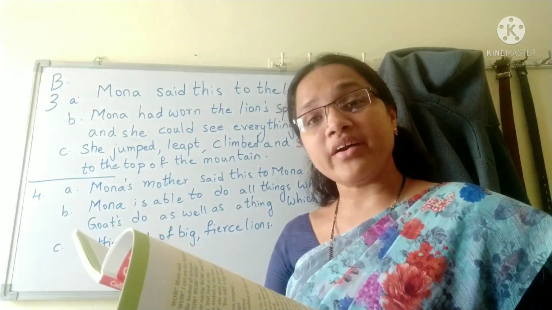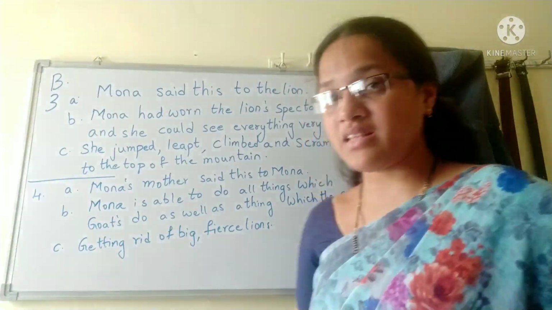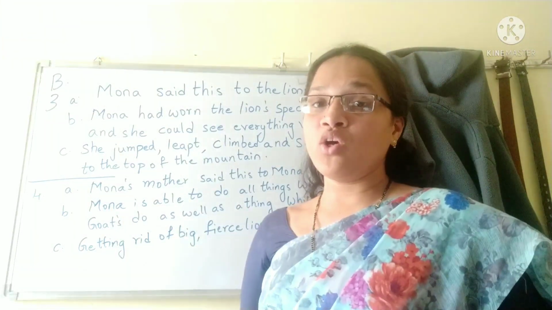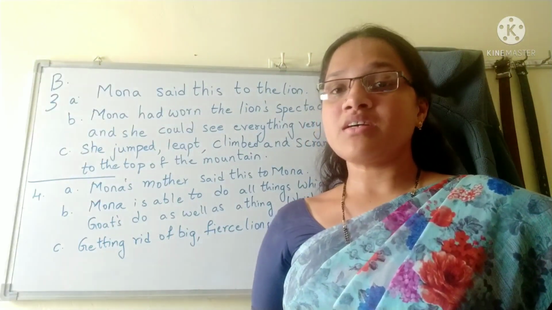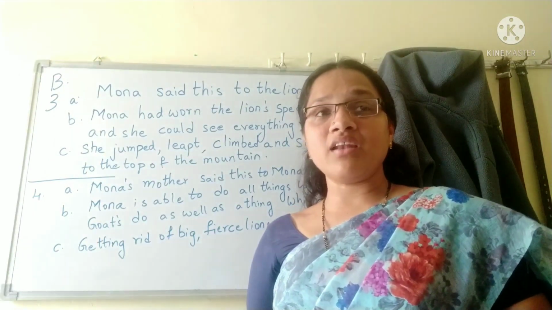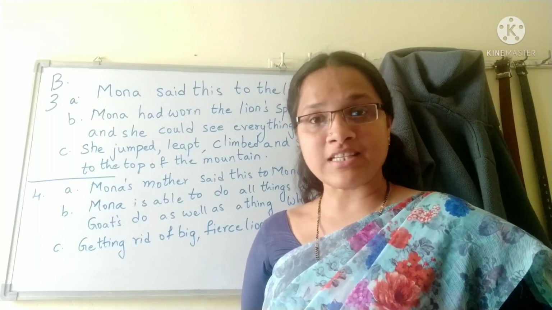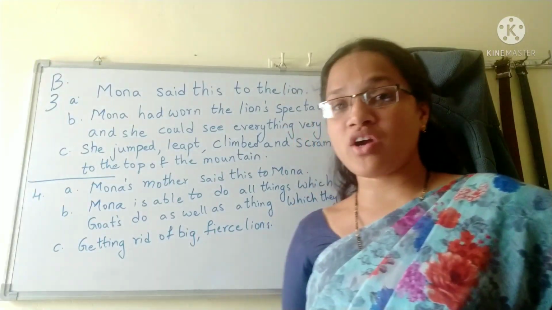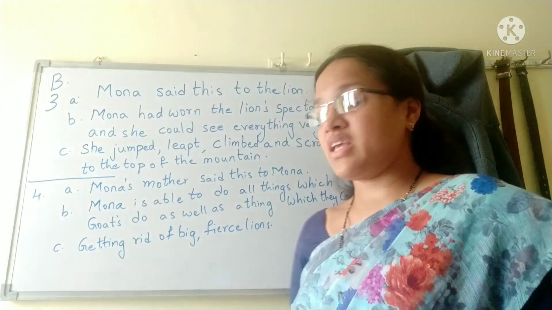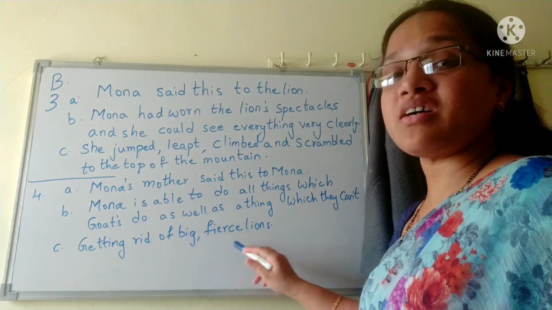Okay. Yes. What does something else refer to here? So, there is a word in the sentence, something else. What is that something else? Not only growing sunflowers, but, you know, Mona is not even afraid of the lion, yes or no? Yes, Mona is not even afraid of the lion. So, what is that something which the goats cannot do? Yes, getting rid of a big fierce lion.